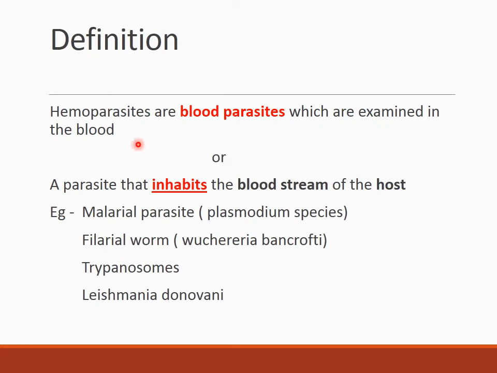Definition of hemoparasites. They are the blood parasites which are examined in the blood, or a parasite that inhabits the bloodstream of the host. That means the parasites which are present in the blood are known as hemoparasites. For example, malarial parasite, Plasmodium species, filarial worm, Wuchereria bancrofti, trypanosomes, and Leishmania donovani. So with respect to these examples, we are going to see how the morphological forms of these parasites are seen in the blood.